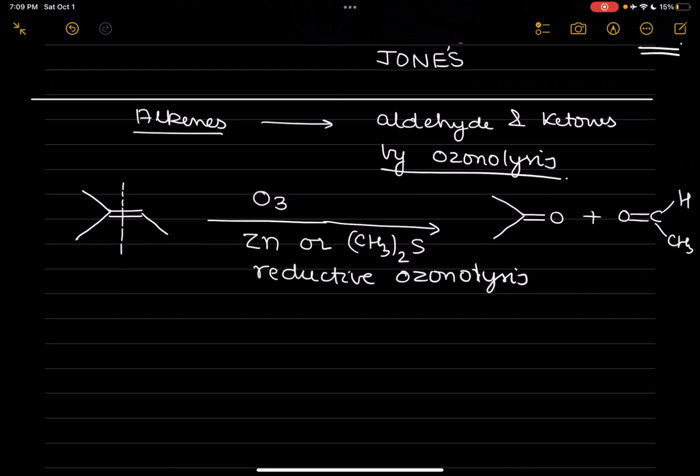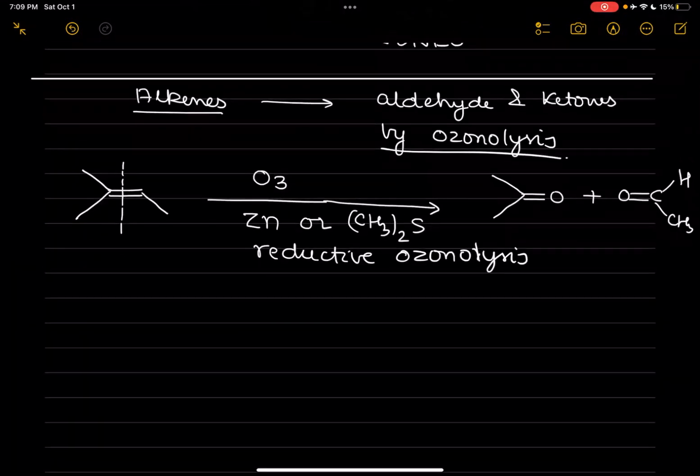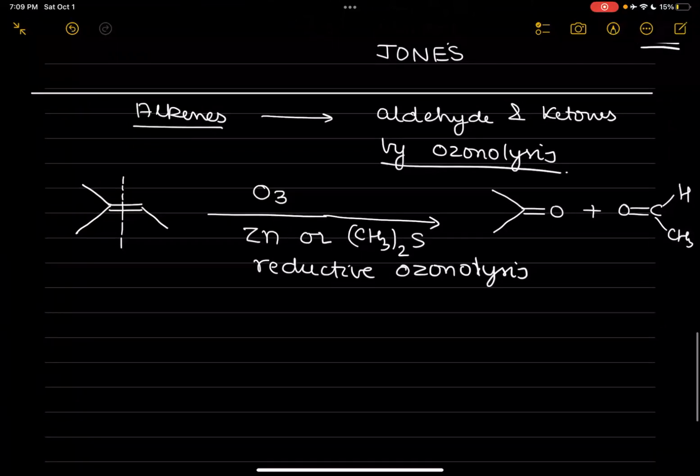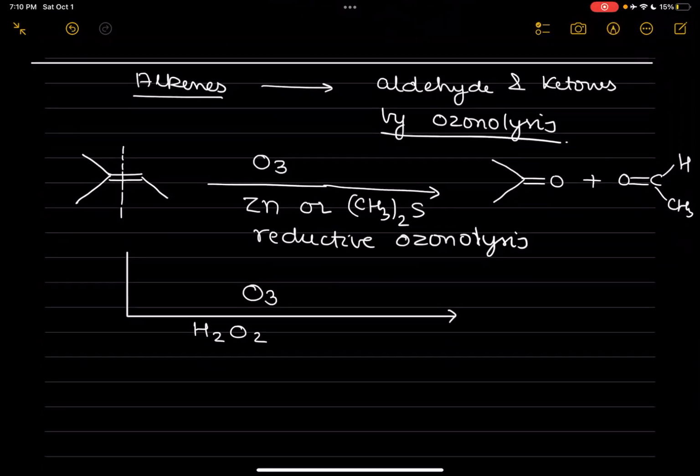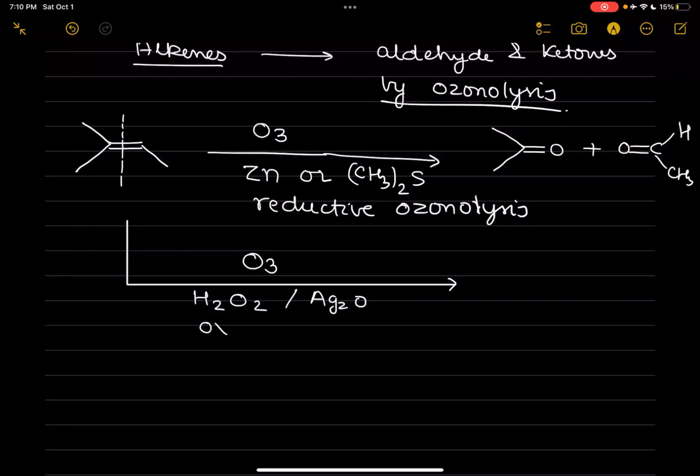So reductive ozonolysis is the most simple, and you get questions in both directions. You are provided with an alkene and asked what products are going to form, and vice versa. You are provided with the products and asked what suitable alkene is going to give these products. Another ozonolysis is oxidative ozonolysis. If zinc is not given, or if simply water or H2O2 is written, these are the oxidizing agents. Or sometimes you are going to find Ag2O also. So that is oxidative ozonolysis.